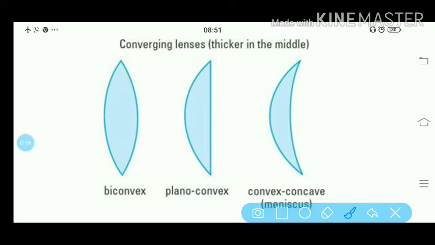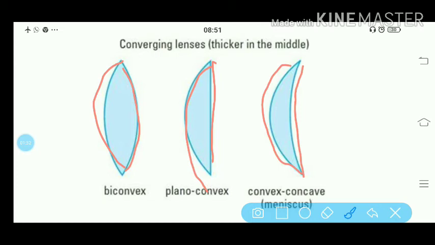A biconvex lens has both its surfaces convex, this side and this side. Both surfaces are convex. A plano-convex lens has one surface plane and the other surface convex, while a concavo-convex lens has one surface convex and the other surface concave, such that it is thicker in the middle as compared to its ends.